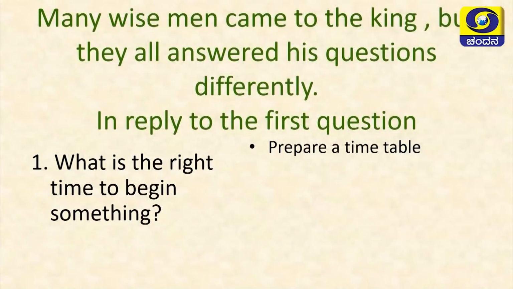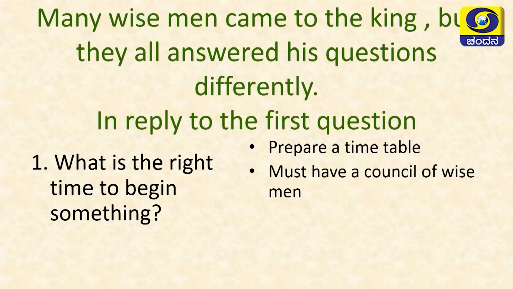Yes, the king must prepare a timetable and follow it strictly. Is it possible to follow a timetable every day, every time? No, it is not possible, because we can't predict future things. So, the king didn't accept this.